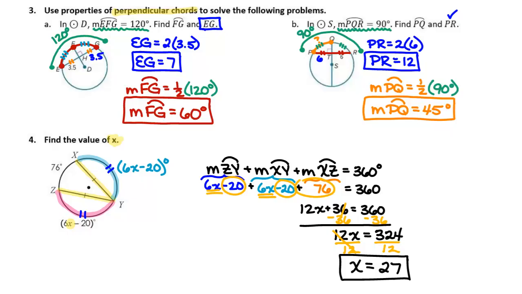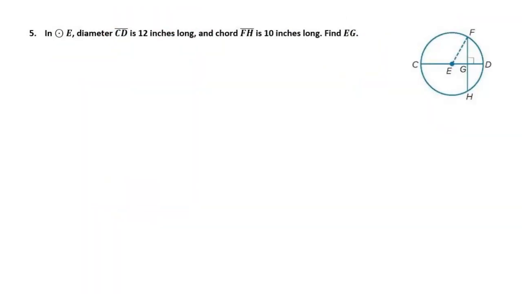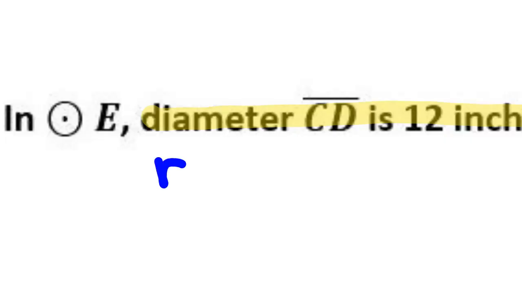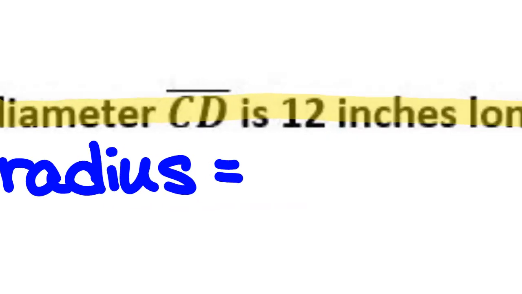All right. Let's flip this over. In circle E, diameter CD is 12 inches long. If the diameter is 12 inches, how big is the radius? 6 inches.